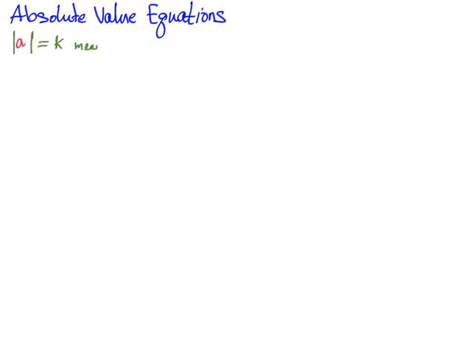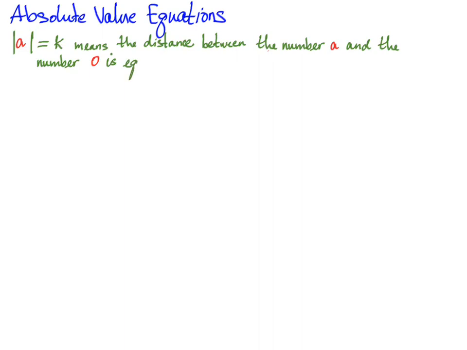So in other words, the absolute value of the number a equals k, and k is a positive number. That means that the distance between the number a and the number 0 has to be exactly k units. And what does that look like on the number line? Let's draw the number line.